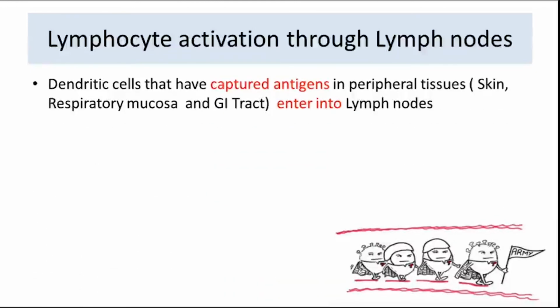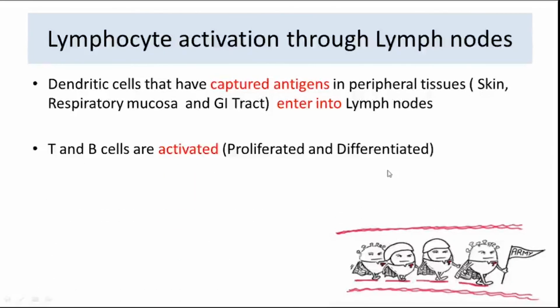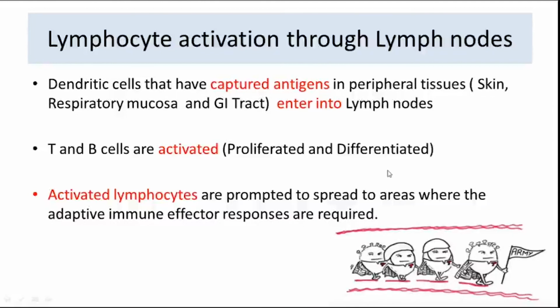Dendritic cells that have captured antigens, what happens next? Dendritic cells that have captured antigens in peripheral tissue, that is the skin, respiratory mucosa and GI tract, enter into the lymph node. T cells and B cells are activated. Activated means they are proliferated and differentiated. These activated lymphocytes are prompted to spread to areas where the adaptive immune effector responses are required.